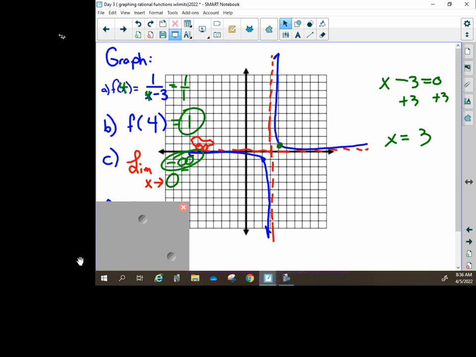I approach 3 from the right. So my car right here is going to be coming in from this direction along that road, and I want to get to 3. Right here's 3. As I approach 3, will I ever get to 3? No. So as I approach it, oh, I screwed that last one up.